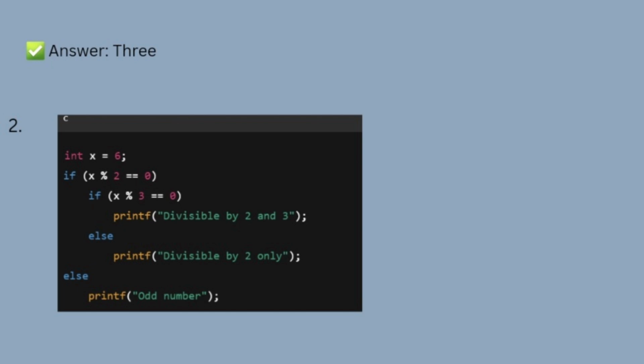Inside that block, there is another if statement. This checks if x is divisible by 3. 6 modulo 3 is also 0. So this condition is true as well. Since both conditions are true, the program executes and prints divisible by 2 and 3 as the output.